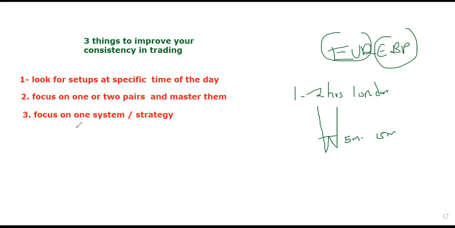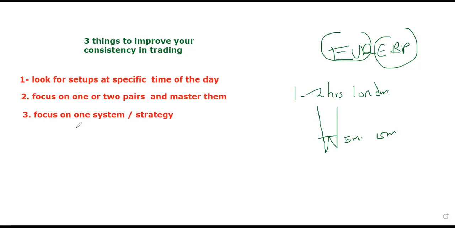When you repeat that same pattern over and over, trading becomes easy, and you can trade stress-free and without any emotion, because you have mastered the pair you're trading and you have confidence in it. So executing the trade becomes so easy. So that's number two. Number three is focus on one system.